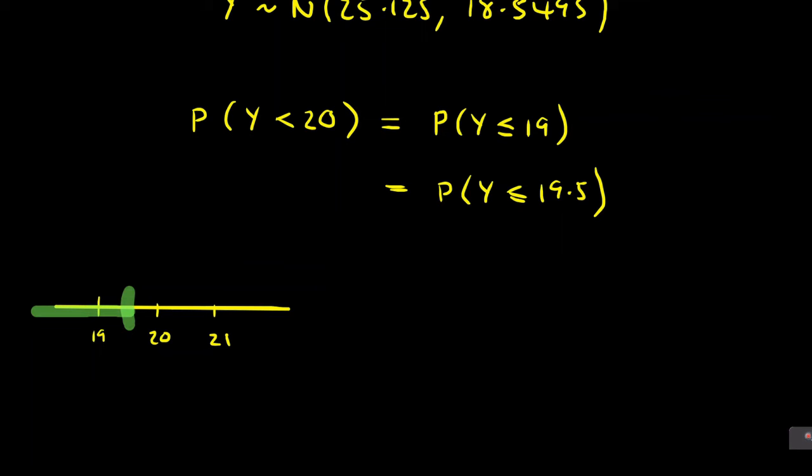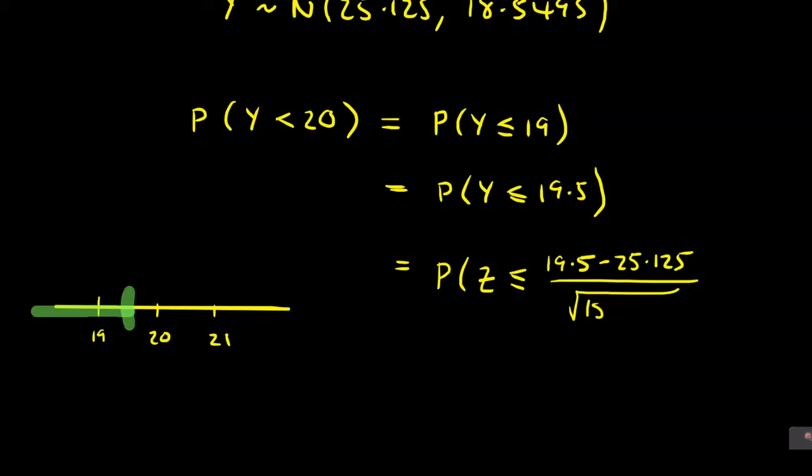Okay, well then in order to do this, we need to use our Z transformation. So we're finding the probability that Z is less than or equal to our 19.5 minus our mean, 25.125, all over our sigma. And we need to remember to square root that. So we've got 18.5493 square rooted. So if I do this, what am I going to get?